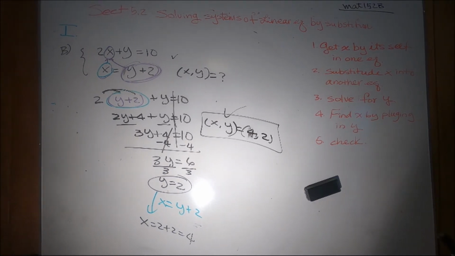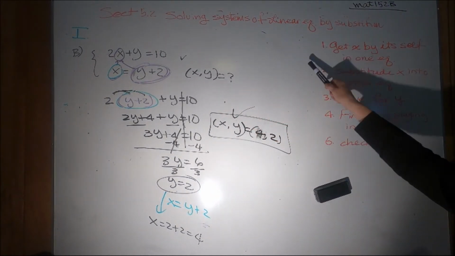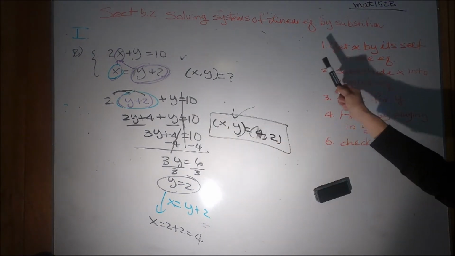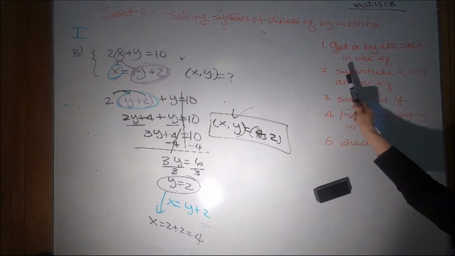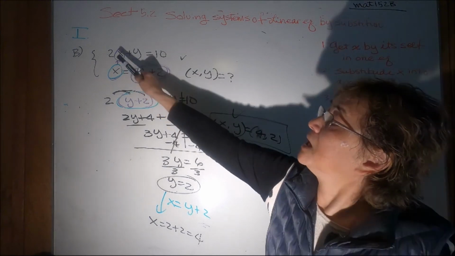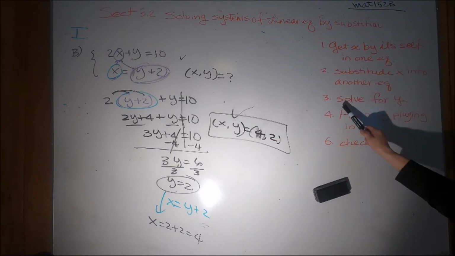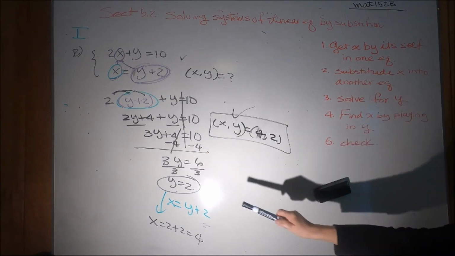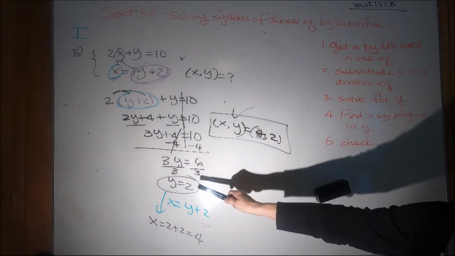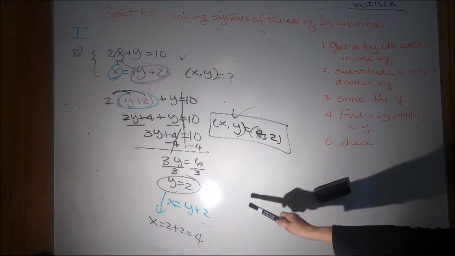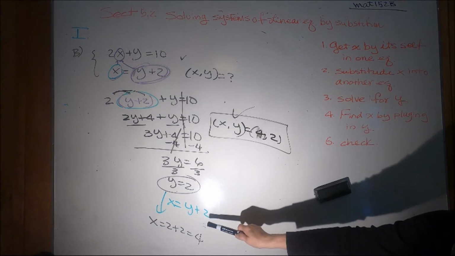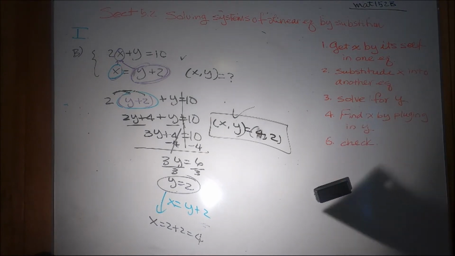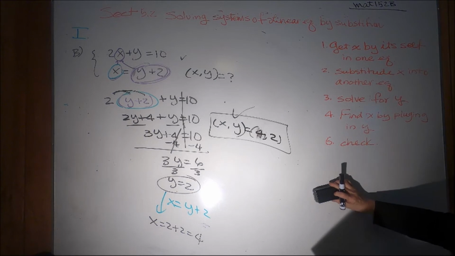So what do we do? We will first get one variable by itself, either x or y. Like this one, we get x by itself in one equation, right? Second, you substitute this x into the other equation. And third, once you substitute in, then you will have one variable, one equation. Then you solve for y. Once you solve for y, you find x by plugging y into one of the equations. Then you check. That's how we usually do it.